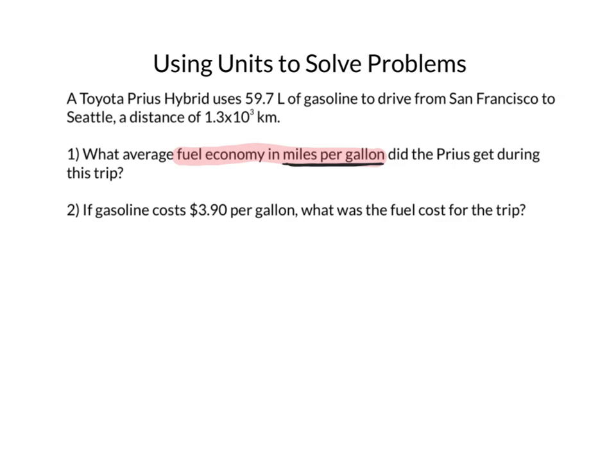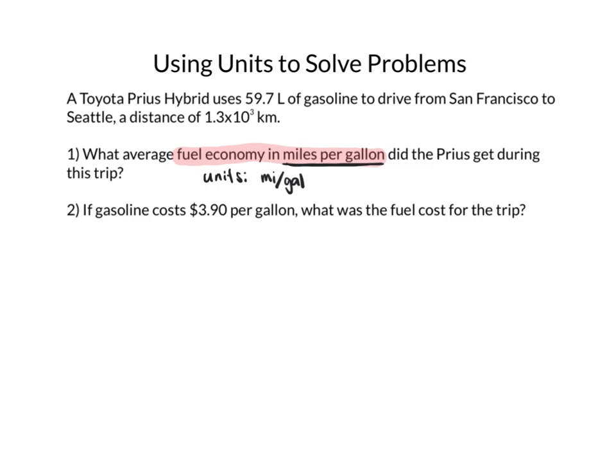So the first thing we need to understand is that when we see the word per, that means we are dividing. So the units of our answer for this first problem are going to be miles per gallon. So I want miles divided by gallons. What I have is a distance in kilometers and a volume in liters. So miles is a distance, gallons are a volume. So I want the distance divided by the volume.